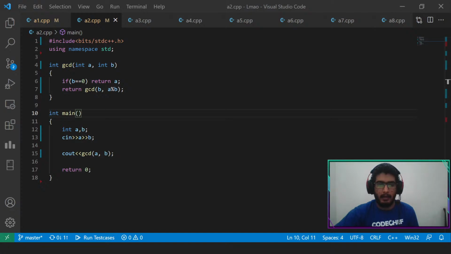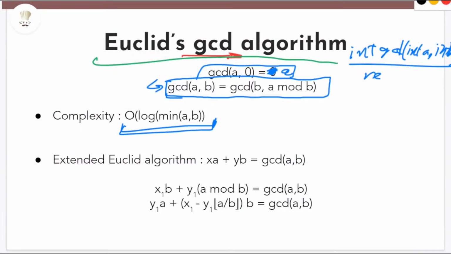In here, we were talking about, let me go back to the slides, right? I showed the complexity. The complexity here is going to be big O of log min of a comma b, right? Let's go on to the extended Euclid's algorithm. So what happens in the extended Euclid algorithm?